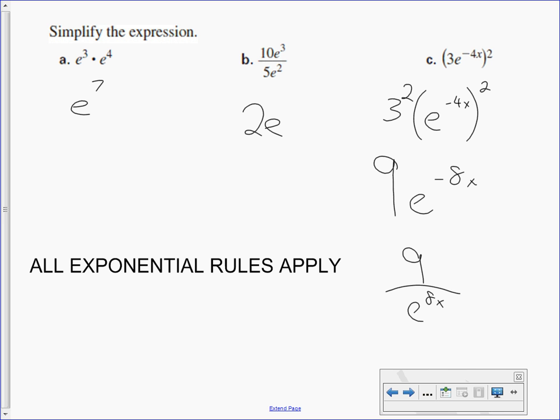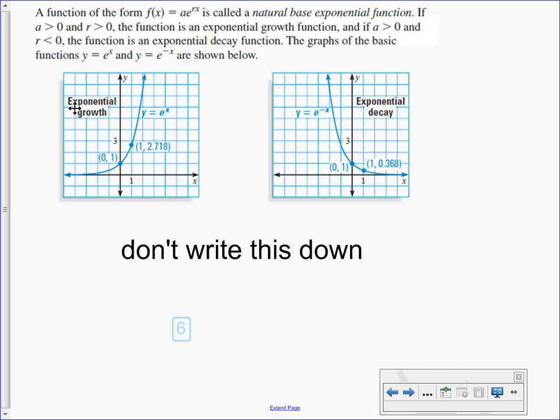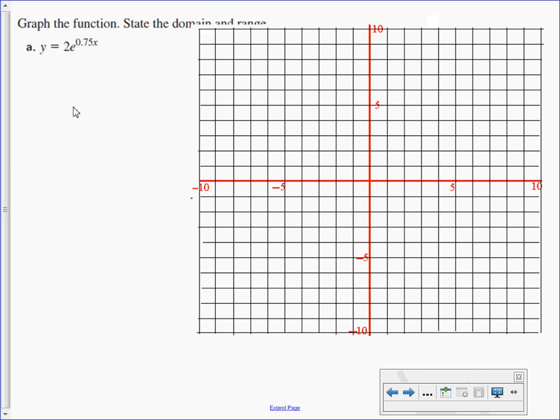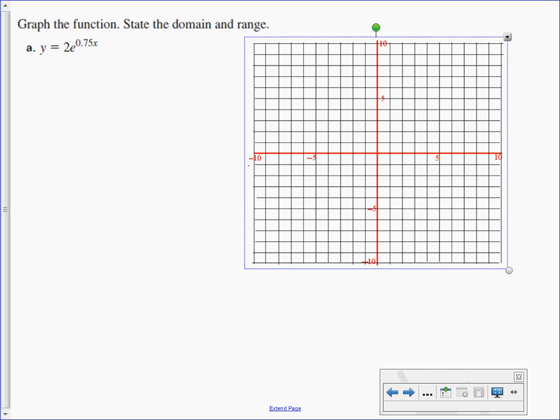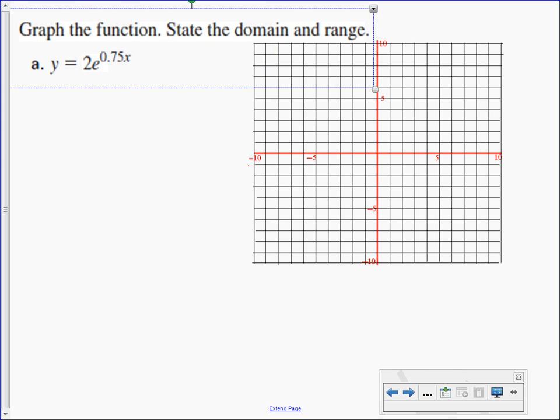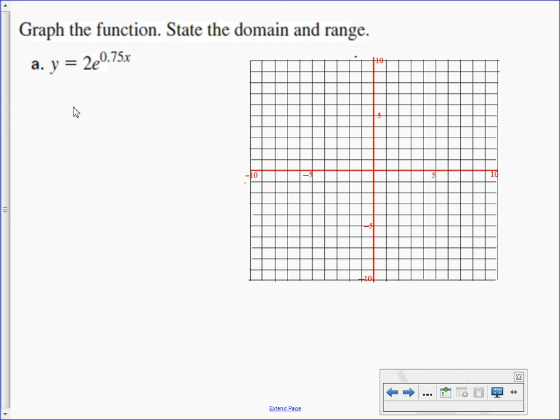Now, the other thing with the value of e, like I said, we will be graphing these. But when you're graphing values of e, you really are only going to get one number that's going to work. Everything else is kind of fudged. Let me show you what I mean by that. If you go to your calculator, I'd like you to type in y equals 2e to the 0.75x.